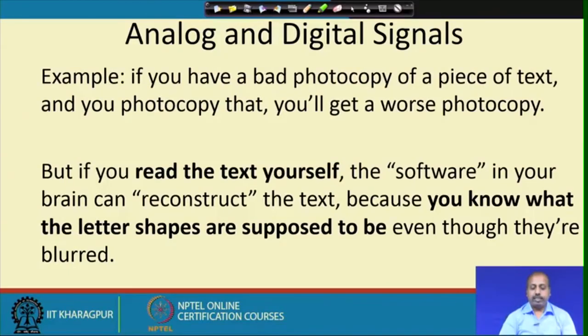If you read the text yourself, the software in your brain can reconstruct the text, because you know the letter shapes are supposed to be a certain way even though they are blurred. Like if you photocopy a page which is not very clear, after the photocopy you will get an even worse page. But if you read the text from the page, possibly you will be able to figure out the blurring of the different letters on the page, and we can just correct it.